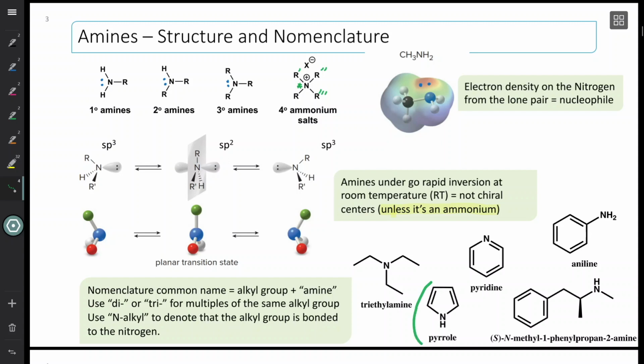Then there are a couple of aromatic structures that we should just remember: pyrrole, pyridine, aniline. You'll see those common names on ACS exams. And here, this is N-methyl-1-phenylpropan-2-amine. It's also methamphetamine, it's meth.